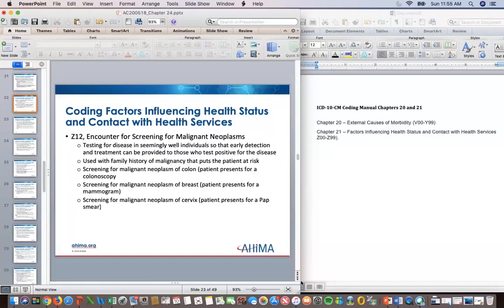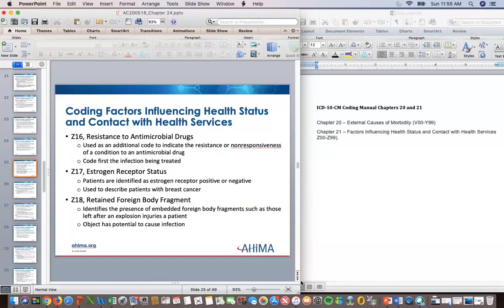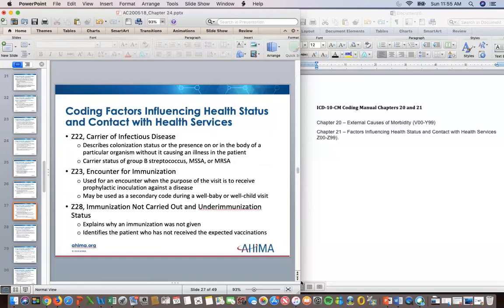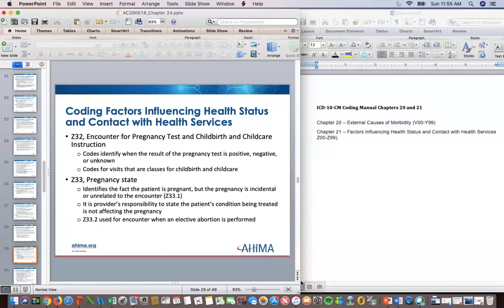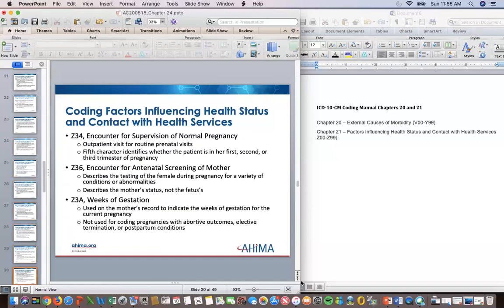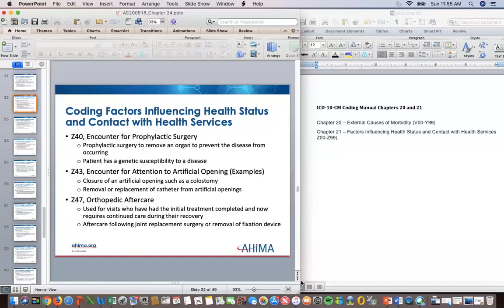Encounter for follow-up for malignancy, that you talk quite heavily about malignancies. Genetic carrier, some of the screening. Just a lot of what the title tells you. Influencing health status and contact with health services. Why am I coming in? Encounter for immunization, encounter for under-immunization status, birth control, procreative management, pregnancy testing, pregnancy state, screening, prophylactic surgery. I'm coming in maybe to have surgery.